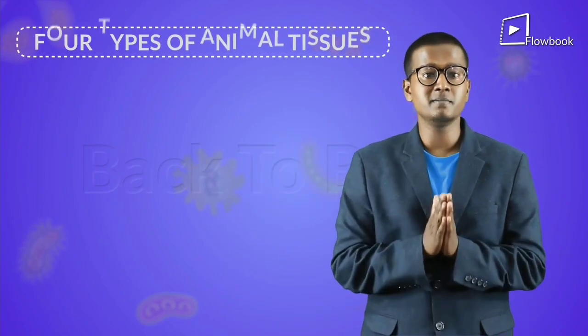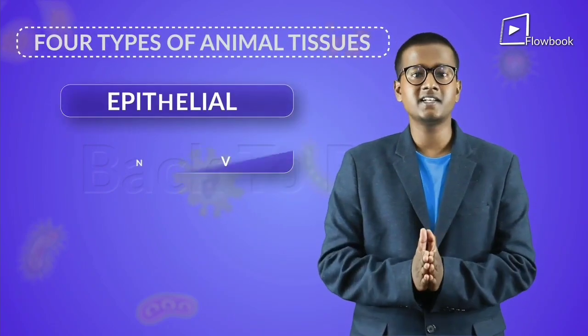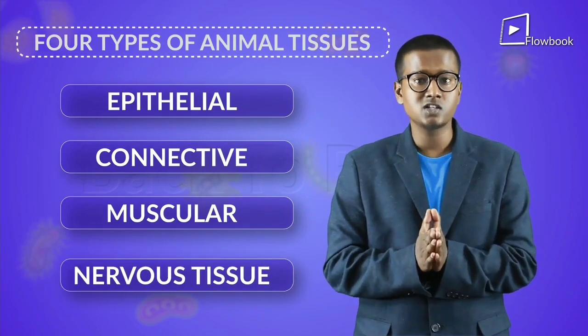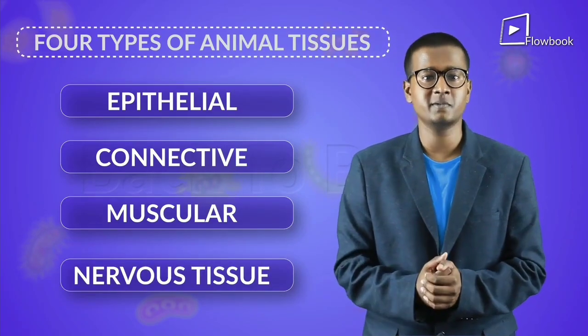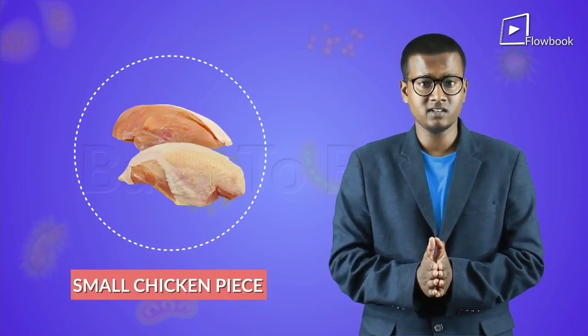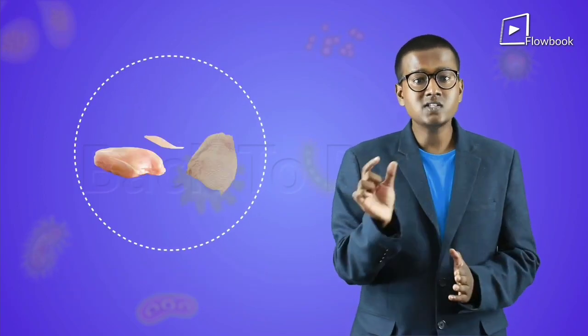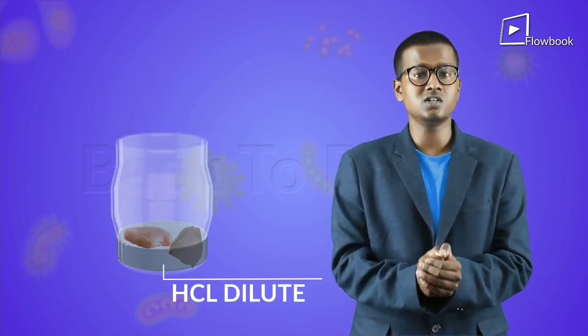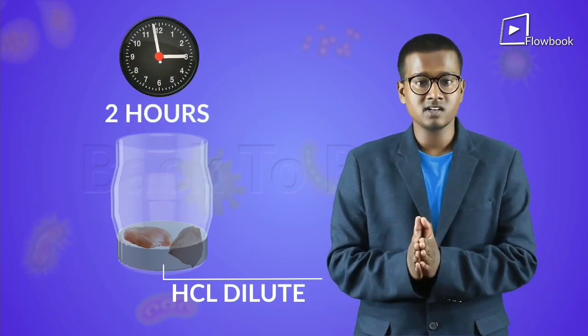In the previous video, we have seen the four types of animal tissues: epithelial, connective, muscular, and nervous tissue. Now let's observe these tissues practically by doing an activity. Collect a small piece of chicken from a nearby chicken market. Then take the muscle and the skin separately and put them in a beaker containing dilute hydrochloric acid solution. Now leave this setup for 2 hours.